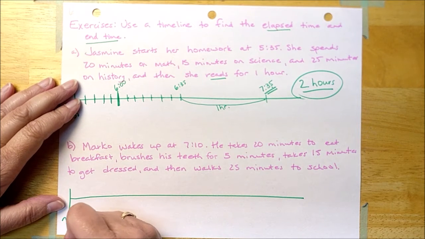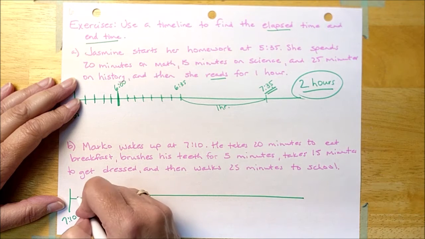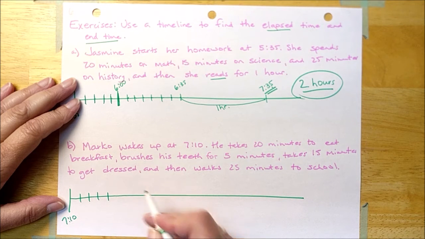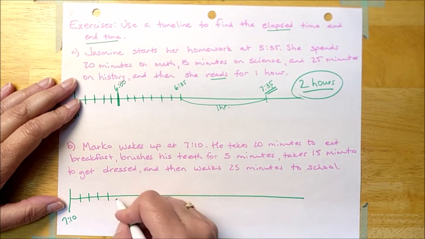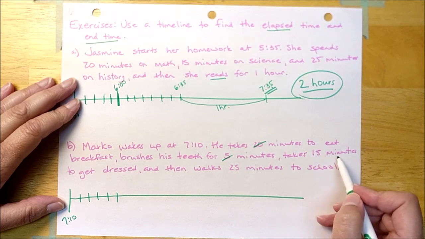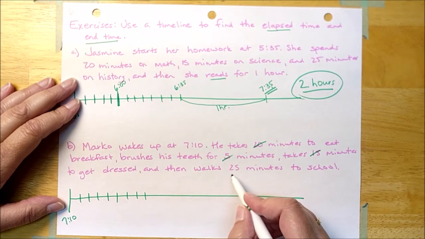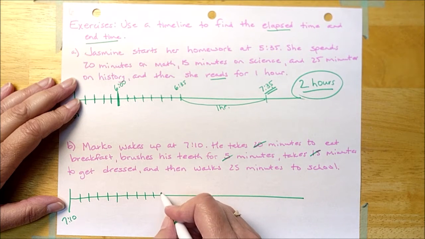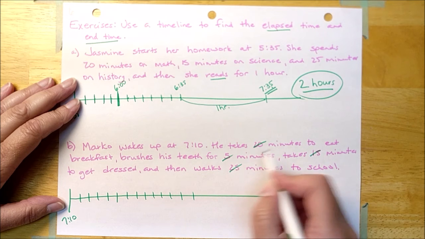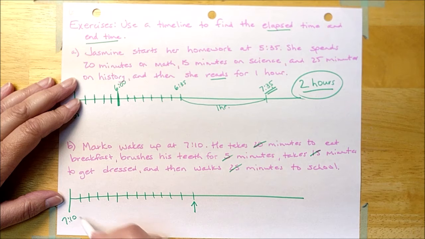So Marco got up at 7:10. He takes 20 minutes to eat breakfast, 5, 10, 15, 20. He brushes his teeth for 5 minutes, 5. I'm just going to mark these off saying I did them. Takes 15 minutes to get dressed, 5, 10, 15. And then walks 25 minutes to school, 5, 10, 15, 20, 25. Okay, so I need to figure out what time that is and how much time that is.